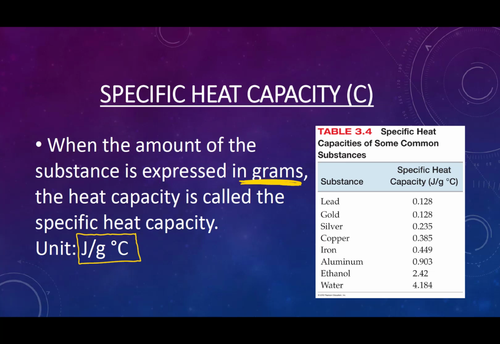Specific heat capacities are unique for each substance. This table right here, table 3.4, shows the values for some of the substances. You don't need to memorize this table at all. If you need it, you will always be provided with it. Just keep in mind that these values are for specific heat capacity, when we give a unit to that specific amount, and that is grams. This is the difference between heat capacity and specific heat capacity.